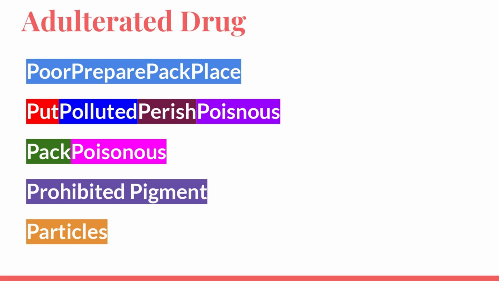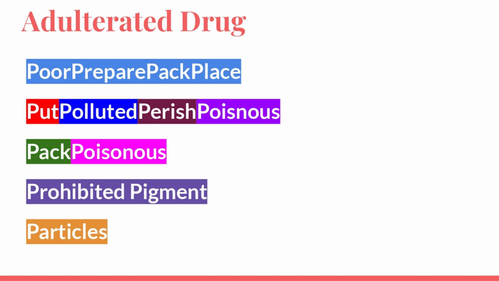An adult person will put polluted, perished, and poisonous substances in the drug. From the word put, you remember putrid. From the word polluted, you remember dirty or filthy. From the word perish, you remember decayed or decomposed. From the word poisonous, you remember the presence of poisonous substances in adulterated drugs.